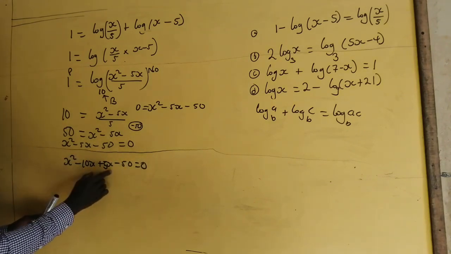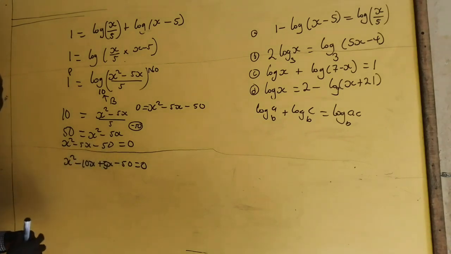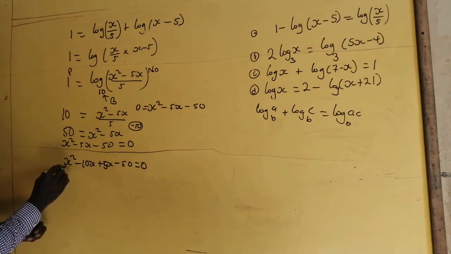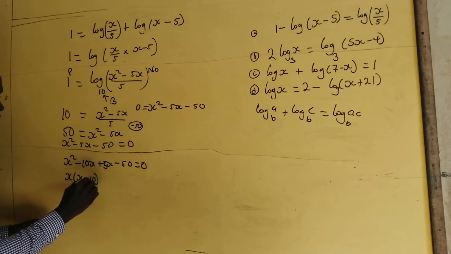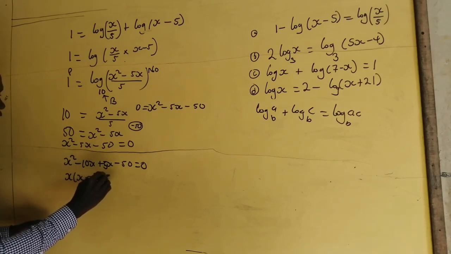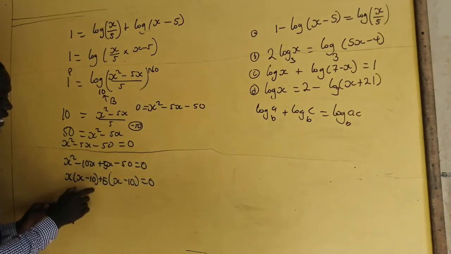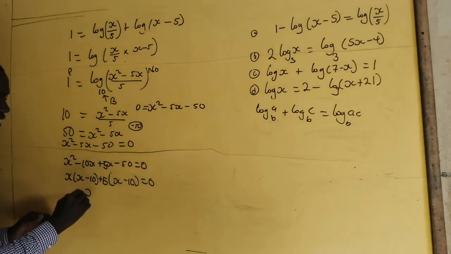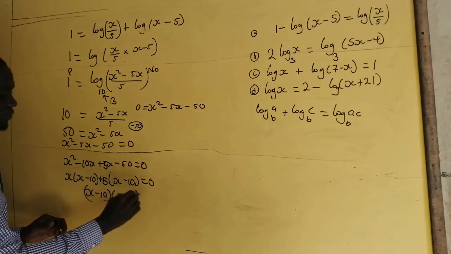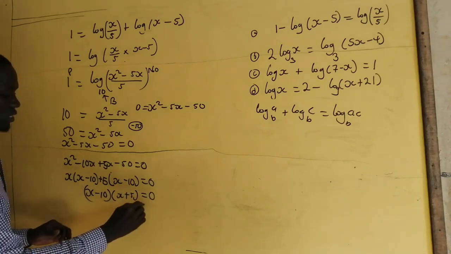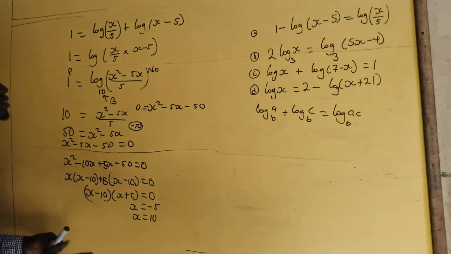The position of the factors is not important. You can interchange the position and you can still factorize to get the same answer. So here, if we factorize x out, we have x times x minus 10. We factorize positive 5 out here. We have x minus 10 equal to 0. So here x minus 10 is common, so we can factorize it out. And you have x plus 5 equal to 0. So this gives us x equal to minus 5, x equal to positive 10. That is very simple.